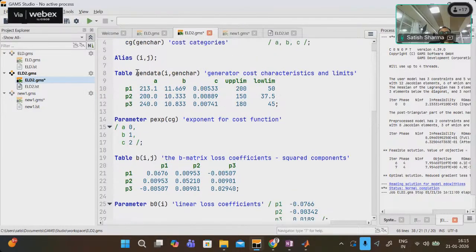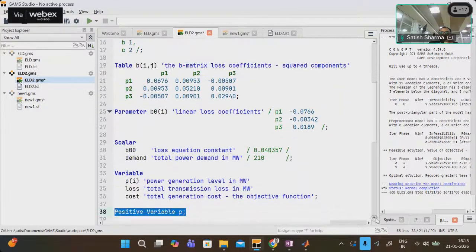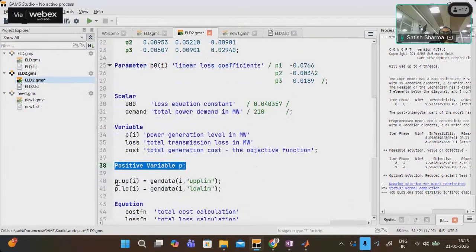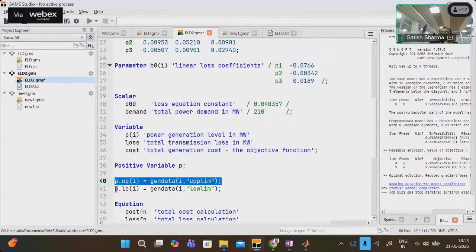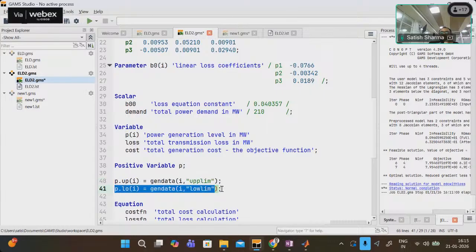So in the generator data table, the 4th column, named upper limit, provides the limit of the generator. We can use it like this: p.up for each ith generator equals generator data, respective i, and column upper limit. So it's basically row comma column. This is how we can set the upper limit for all the generators, and this is how we can set the lower limit for all the generators.